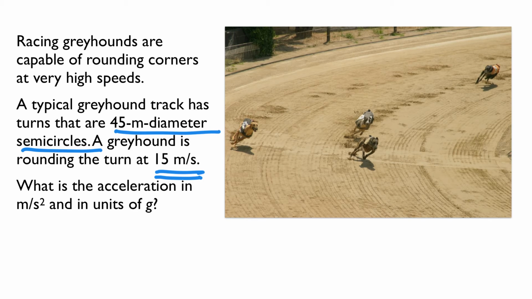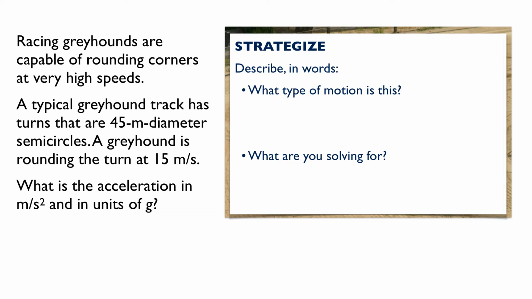So my question is, as a greyhound is in the turn, what is the acceleration in meters per second squared and in units of g? So first, let's do some strategizing. And for strategizing, we're just going to talk about this. What type of motion is this?